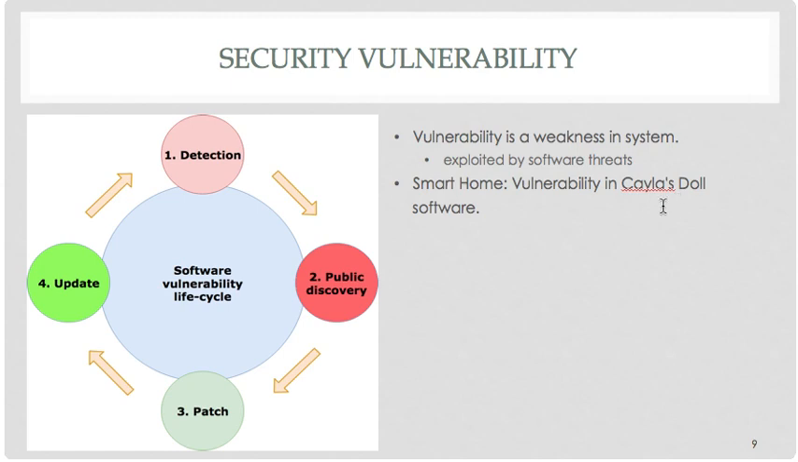Kyla is a child doll that is able to respond to questions and strike up a conversation. The talking doll has a vulnerability which can be exploited by potential hackers to make the talking doll say what they want remotely.